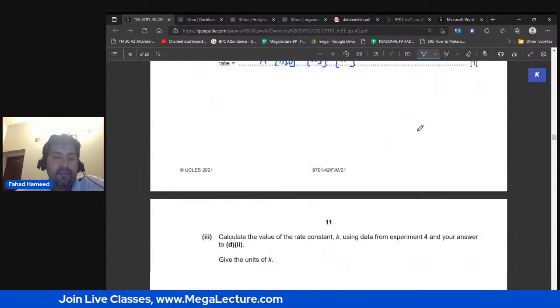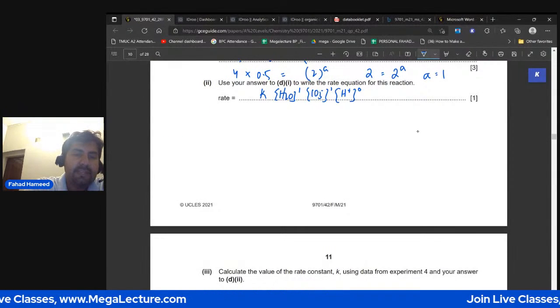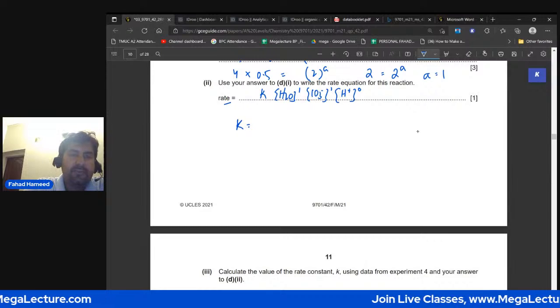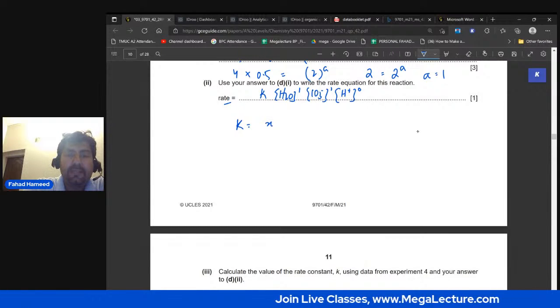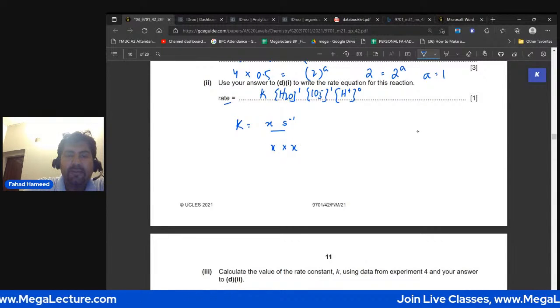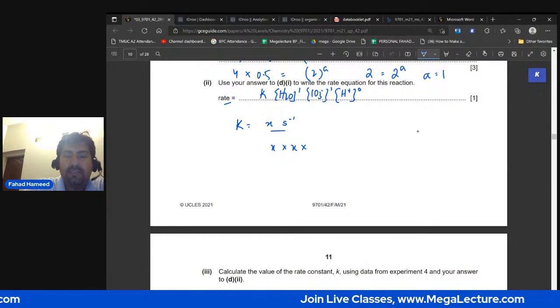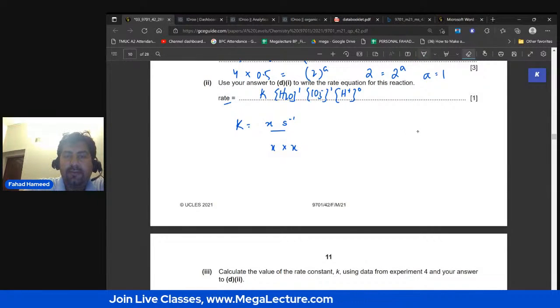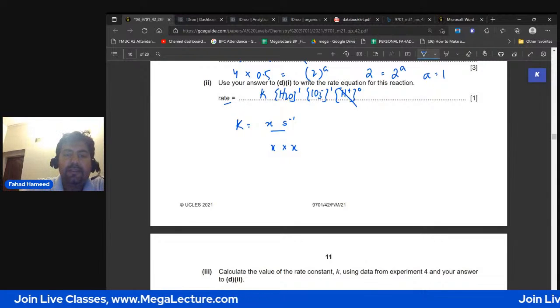So we're going to find the unit over here. It's going to be K. So this is mole per dm cube per second. I'm going to take mole per dm cube as X, so mole per dm cube per second, and it's going to be divided by H2O2, mole per dm cube, into IO3 minus 1, that's mole per dm cube, into H plus 1, that's 0. So that gets cancelled out. You don't need H plus 1. So it's X minus 1, S minus 1.